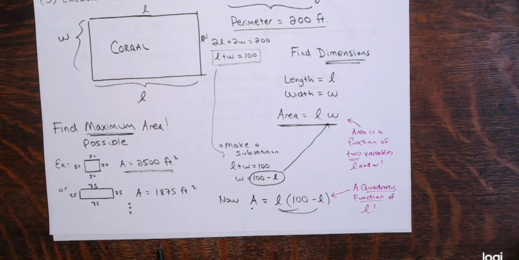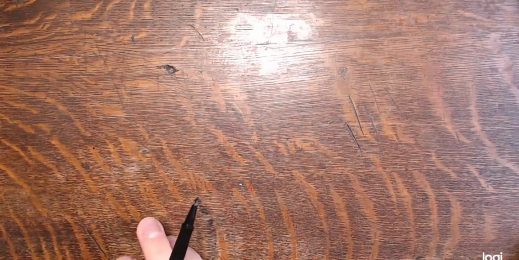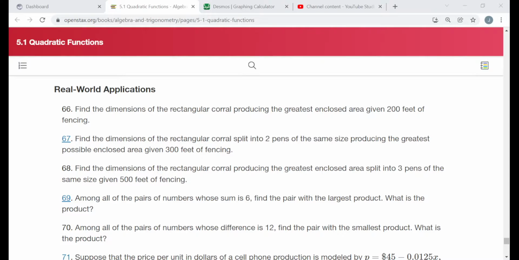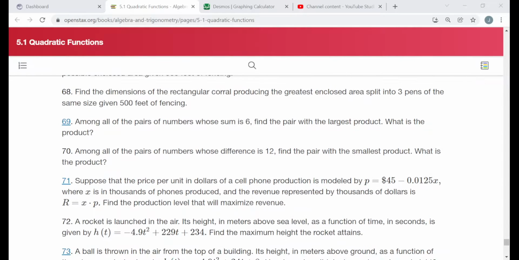Alright, so let's see this again. Not this same problem, but a similar problem. The next one I want to do is exercise 68 from the same section, same page. So that's this exercise here, and I'll read it first. Find the dimensions of the rectangular corral. So I'm making another rectangle, but this time it's not just a big rectangle, it's split into 3 pens of the same size. So find the dimensions of the rectangular corral producing the greatest enclosed area.